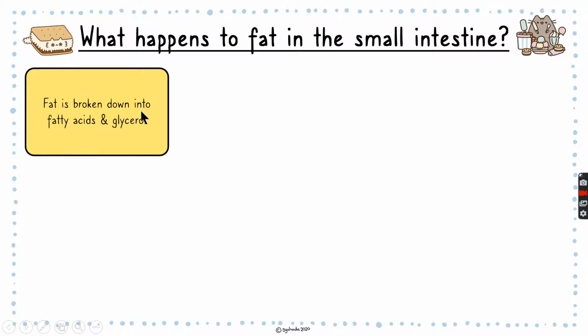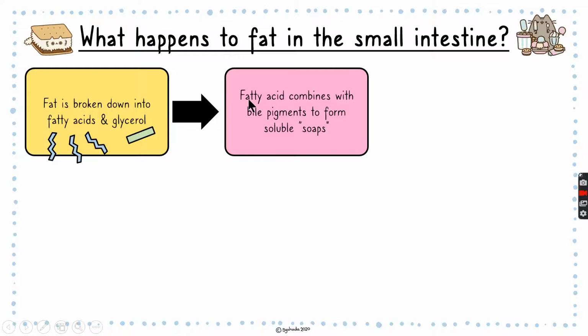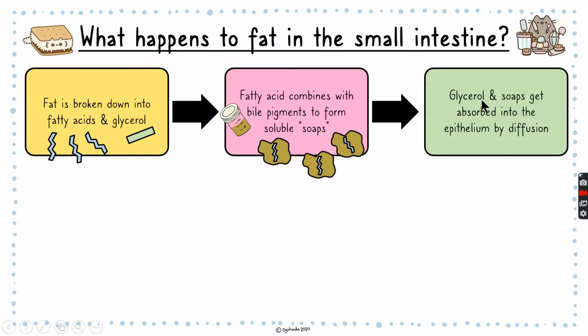Fat is actually broken down into fatty acids and glycerol, so this is during digestion. So they're going to be separated first, and then what happens during absorption is that fatty acid will combine with the bile pigments. So the bile pigments will combine with fatty acids to form soluble soaps. This is because fatty acids are actually not soluble in water, so otherwise they cannot get into the epithelial cell. That's right.